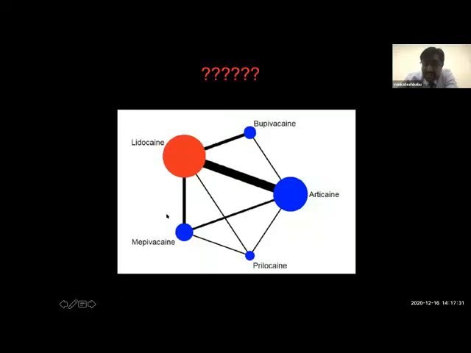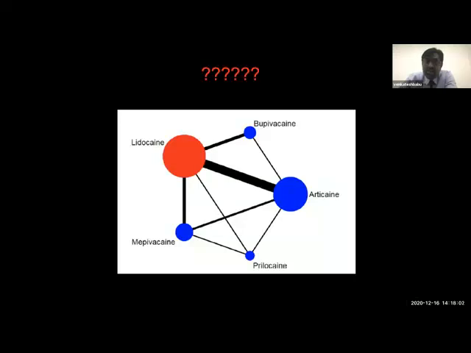First, the size of the dot is larger for lidocaine. It means the number of studies on lidocaine is more. In the same way, the line connecting two dots between lidocaine and articaine is thicker. It means the number of clinical trials published comparing the lidocaine and articaine combination is more.